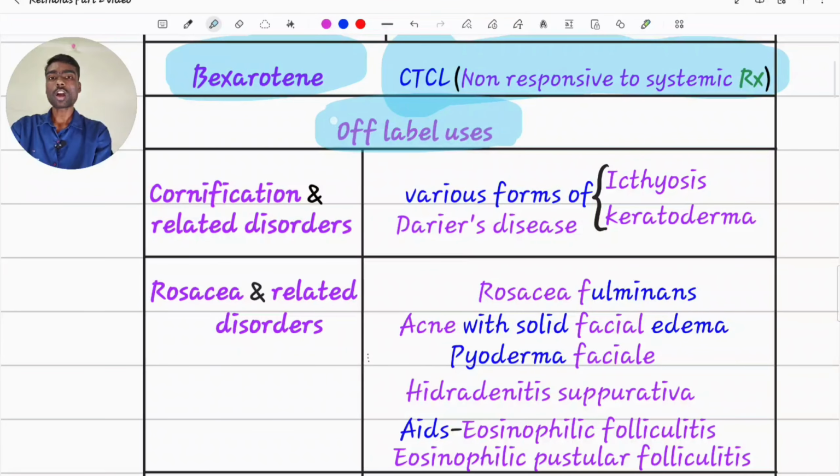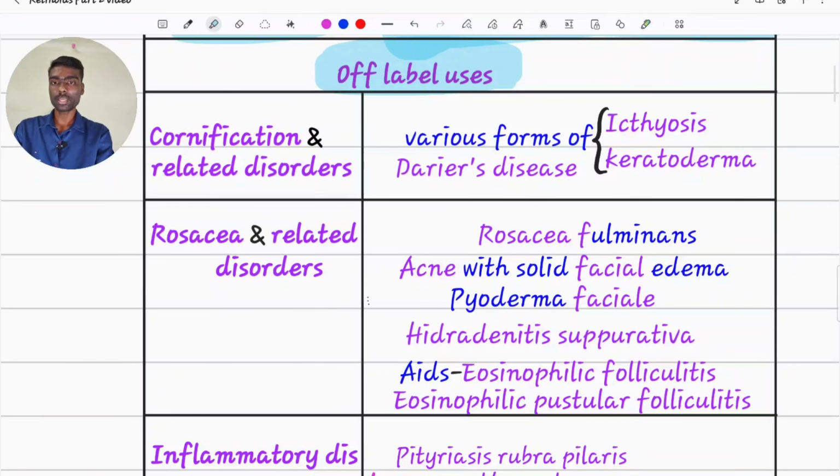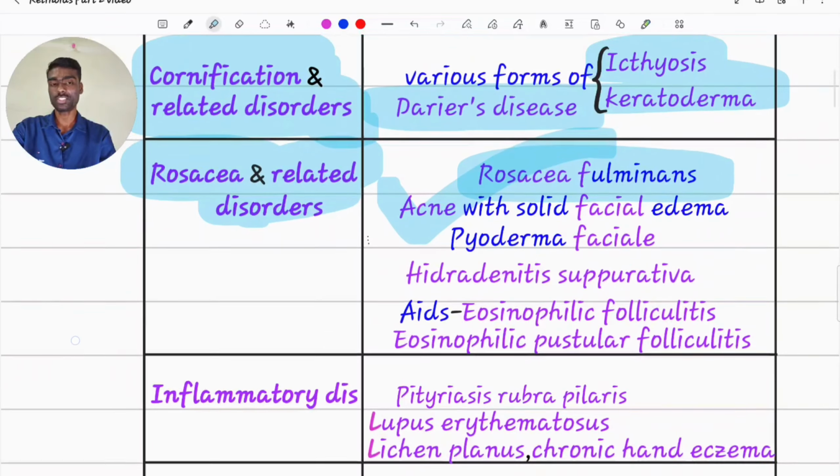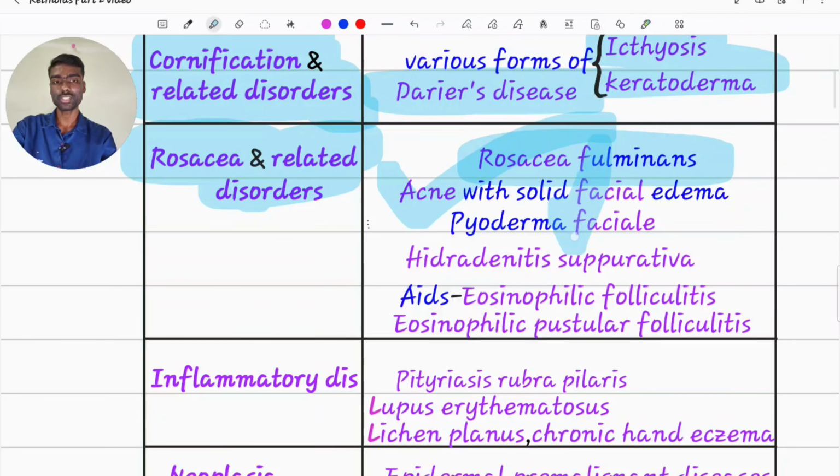Coming to off-label uses, just remember the headings. Whatever the disease comes under this heading, you can write in your exam if you want. Cornification and related disorders like ichthyosis, keratoderma, Darier's disease, rosacea and related disorders like rosacea fulminans, acne with solid facial edema, pyoderma faciale, hidradenitis suppurativa, AIDS associated eosinophilic folliculitis, eosinophilic pustular folliculitis.